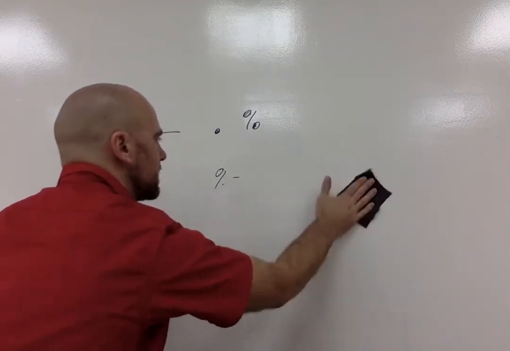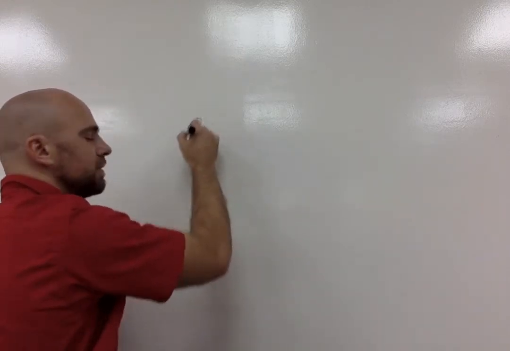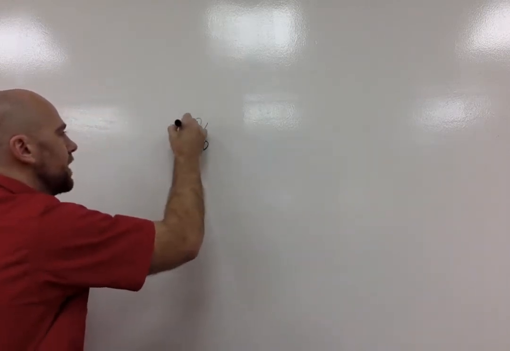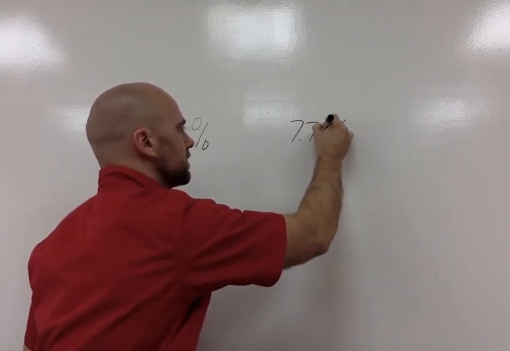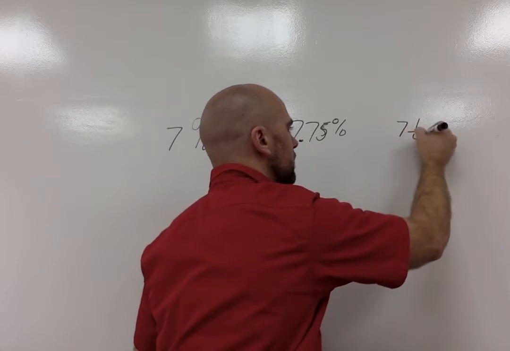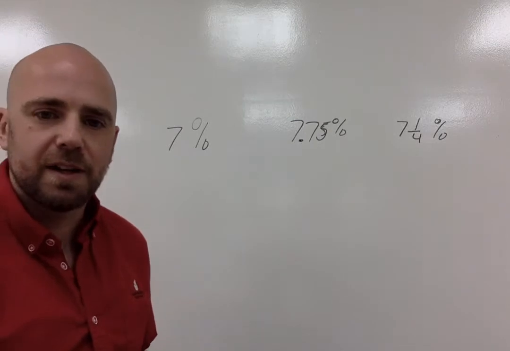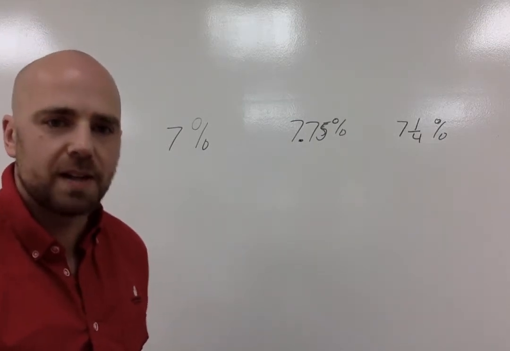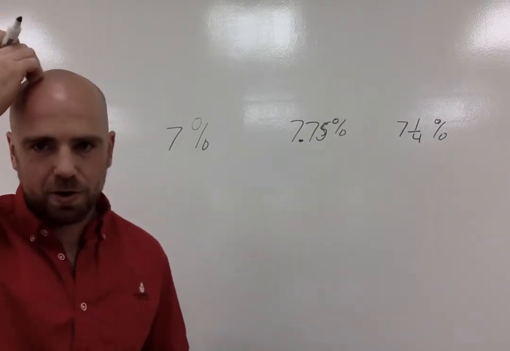So let's do a couple examples. I'm going to start off with 3 different percentages, and then you can pause, and your goal is to find the fraction and the decimal. Okay, so we've got 7%, you've got 7.75%, sorry, that looks funny, 7.75%, and this is going to look funny, but 7.25%. Okay, so feel free to pause the video, try to put what is missing for your fraction and your decimal, and then hit play and we'll go over the answers.